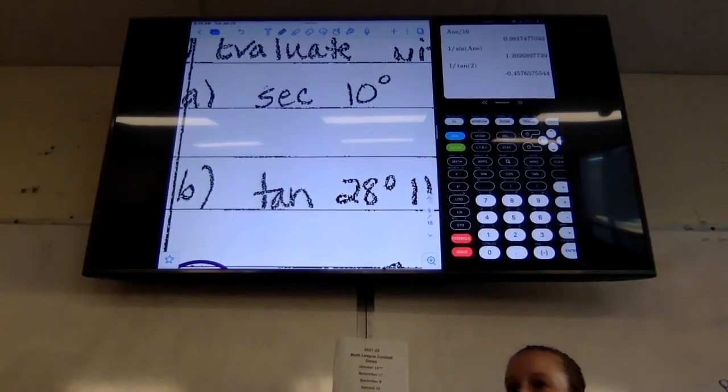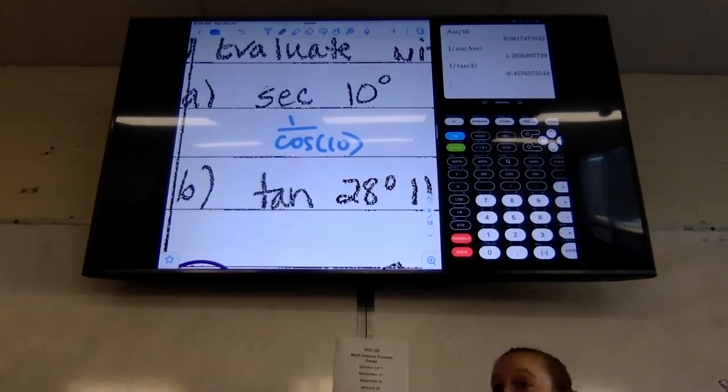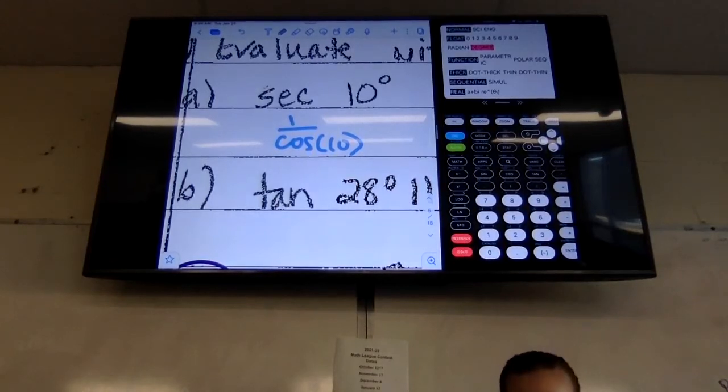Since there's no secant button, what am I going to press in here to represent secant? Secant is the same thing as 1 over cosine, so we'll do 1 over cosine 10. And I had just put my calculator in degrees. If you forgot, remember, go to mode and make sure your degrees is the one lit up.